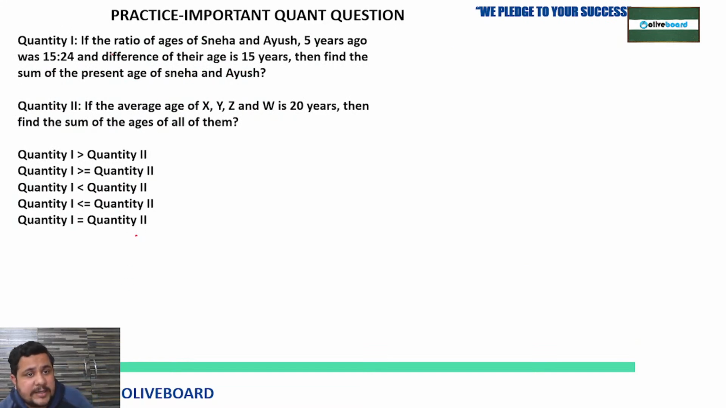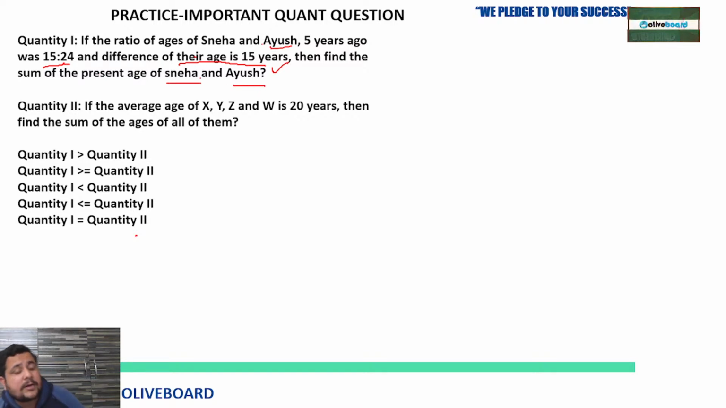Let's move on to the next. If the ratio of ages of Sneha and Ayush 5 years ago was 15 is to 24, and the difference of their ages is 15 years, then find the sum of the present ages of Sneha and Ayush. So here also we need to compare the quantities.